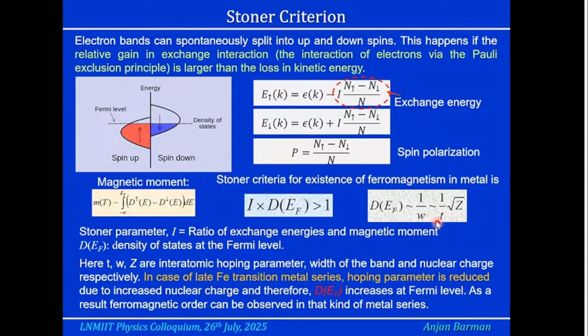As a result, the density of states at EF is quite large, and in the product I times the density of states, I is the Stoner parameter, which is the ratio of exchange energy and magnetic moment. The Stoner parameter is determined by the magnetic material, and if the density of states is relatively large, then there is a high possibility that you will fulfill this criterion and you will have a ferromagnet. That is why the iron transition metal series are ferromagnets.